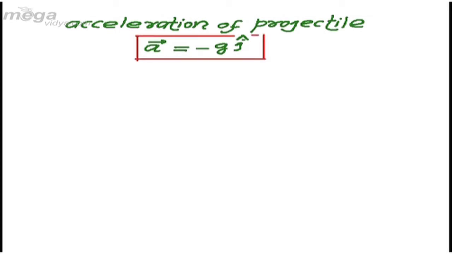We can easily say the acceleration of the projectile a can be written as minus g j cap. This is the second important value to solve for the various parameters related to the projectile which has been thrown from this car.